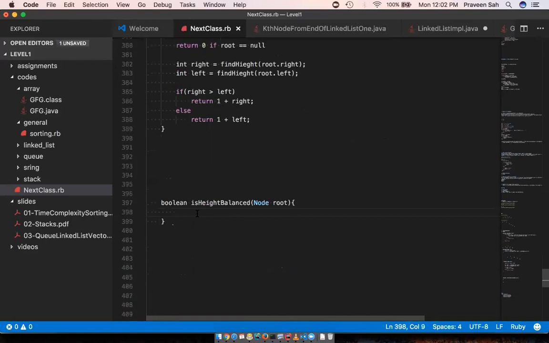But I'm sure you will not. You will be returning. And the problem will be time complexity. But that is okay. You try to implement it just by brute force. Just implement is height balanced. And then we'll talk about it in the next class.